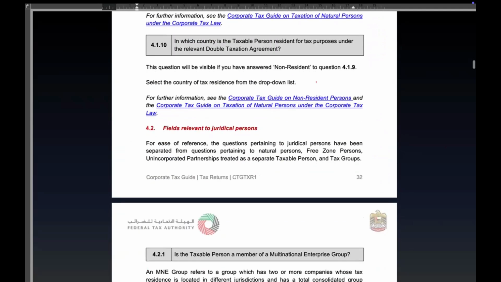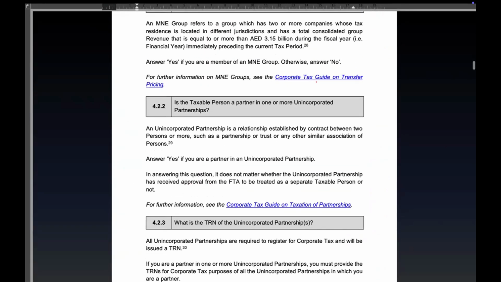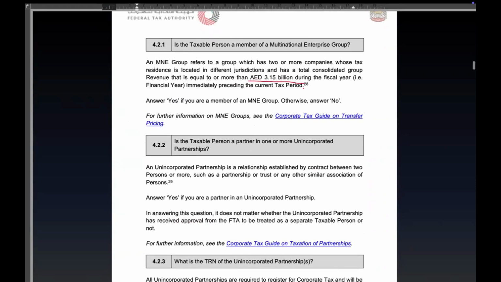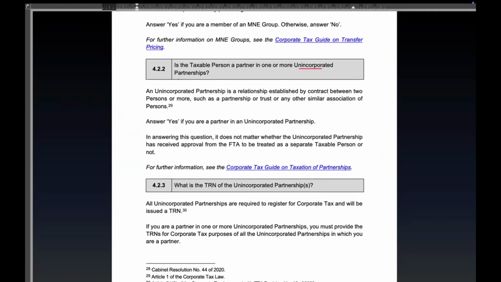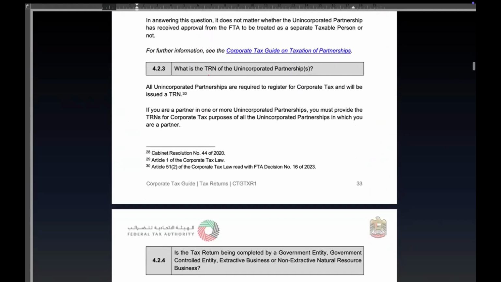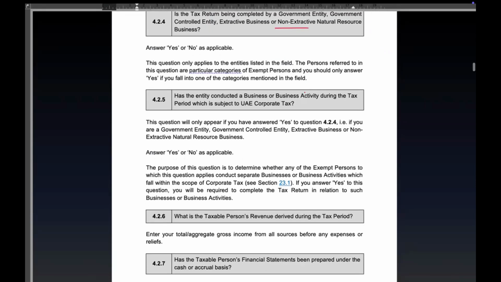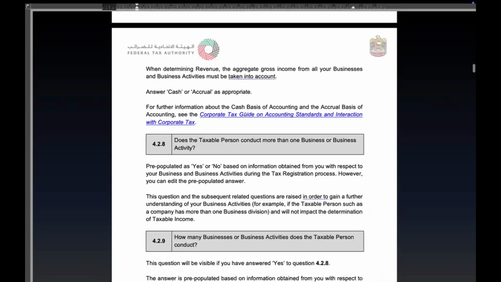just again, field relevant to juridical persons. They're asking for information about the M&E group because we know this M&E group cannot enjoy small business relief. So this is the reason they're asking for information about the M&E group as well. Are you part of an unincorporated partnership? Will it be subject to tax? Will it not be subject to tax? TRN, government and government controlled entity, we have already discussed. Business activity, they are very common questions.